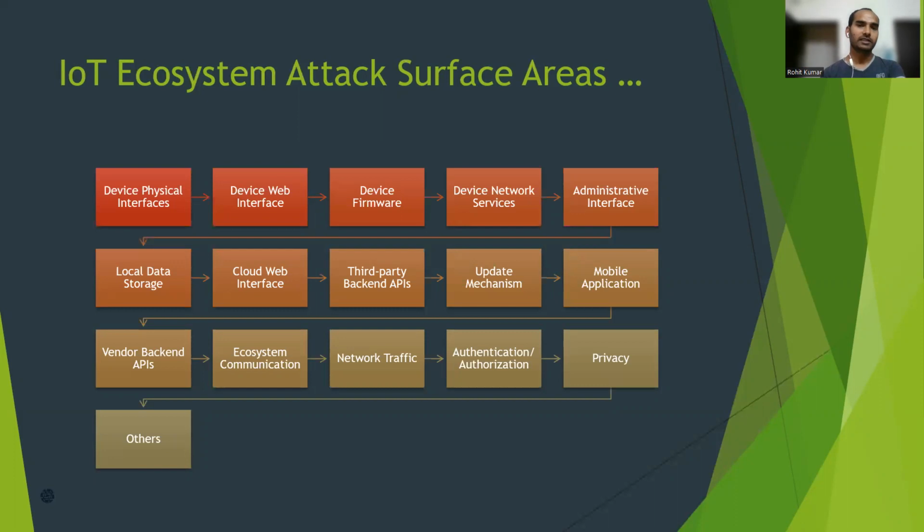Secondly, device web interfaces are also present, because on a single physical device there might be multiple web interfaces. That also becomes a dangerous point from where intruders or adversaries may launch their attacks. Now you might be wondering why we call these things an attack surface. What is the surface or what is the area?